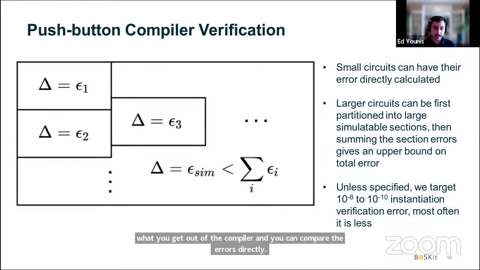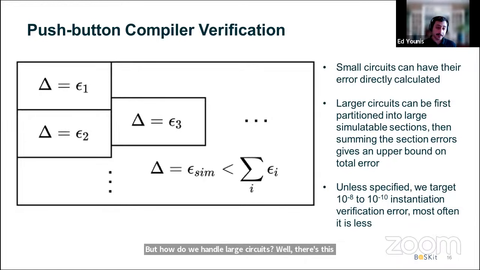Well, there's this theorem that says the sum of the errors of the blocks give you an upper bound on the actual error of the difference between an ideal and a noisy circuit. So we can verify our transformations that are partition-based with this. We just partition into big simulatable chunks, calculate the errors on those simulatable chunks, and add them up. This gives us an upper bound. It's typically very loose. We can do some tricks to try and make it tighter, and we do in BQSKit.